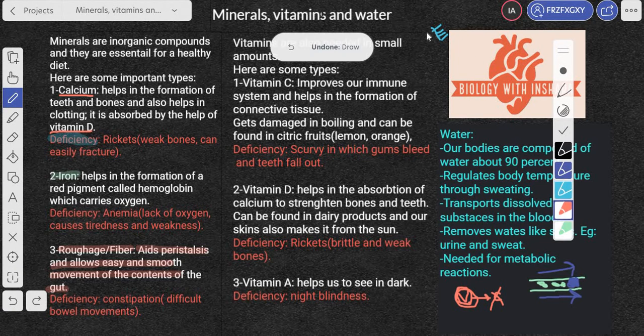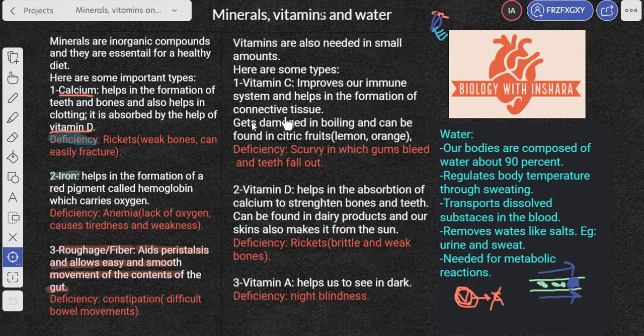And then maybe, just to give an example, your gum is yours. So there's this connective tissue here which allows them to stay connected, to stay joined, right? If it hadn't been for the connective tissue, then they would not be joined. So they play a role in healing as well. So connective tissue keeps your tissues, your cells joined together, and so they get damaged when they're boiled and can be found in citric fruits like lemon, orange, like sour fruits.